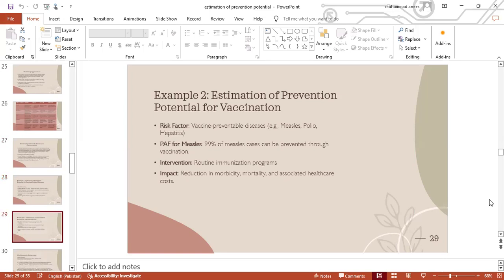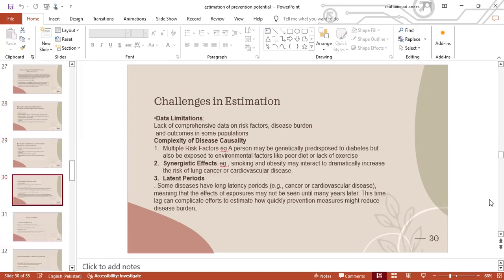Example number two is estimation of prevention potential for vaccination. The risk factors are vaccine-preventable diseases like measles, polio, and hepatitis. Taking measles as an example, 99% of measles cases can be prevented through vaccination. The intervention would be routine immunization programs, and the impact would be a reduction in morbidity, mortality, and associated health care costs.